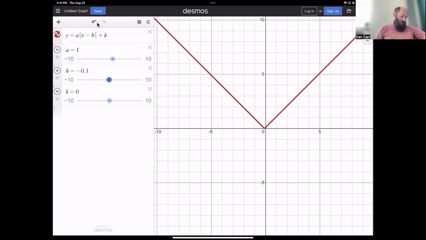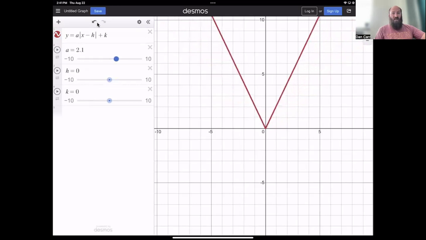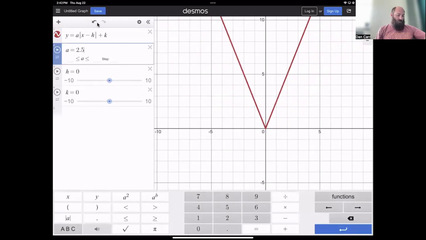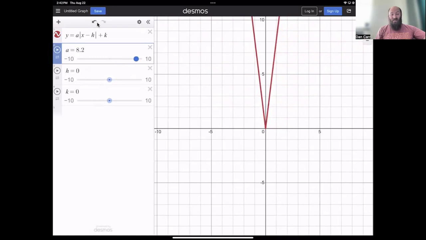Let's get you back in that spot. There we go. Now for A. A has two jobs. If I make this a larger number, you can see that it is getting skinnier. This is called a vertical stretch. We're stretching it this way. That's what creates that image. We're stretching it really thin like that.